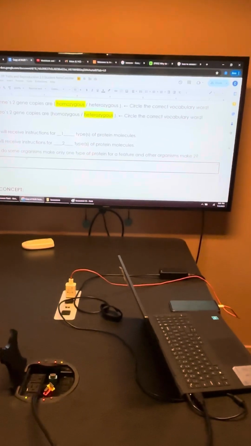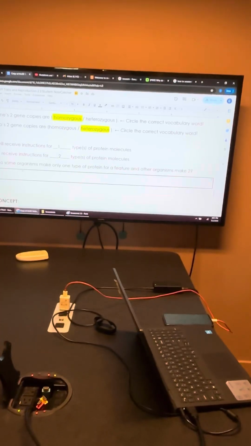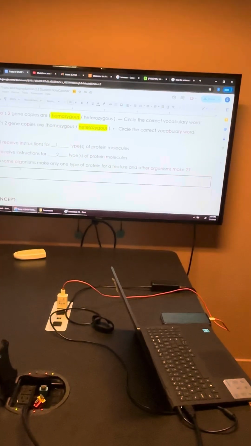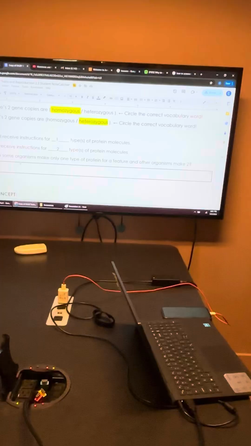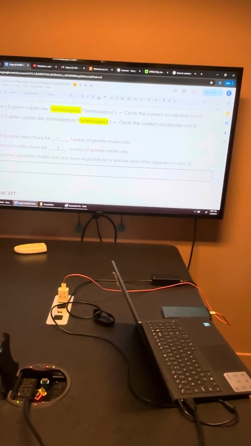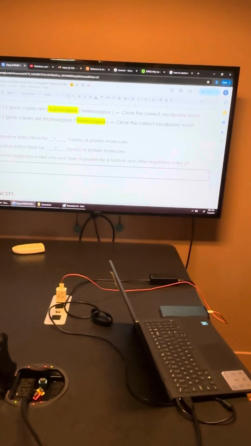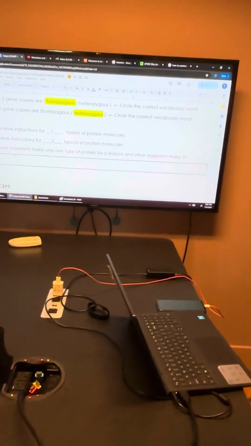So write it down: genotype. Due to time, I'm going to write it. You guys can copy it. So the genotype will determine the protein, which will determine our phenotype.